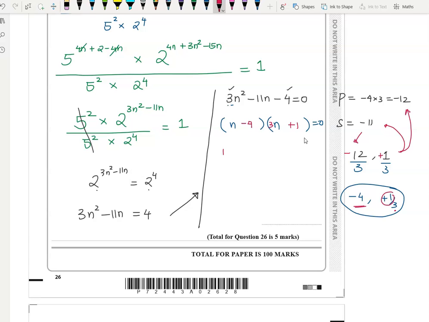Take each factor equal to 0. n minus 4 equal to 0, so n is 4, and 3n plus 1 is 0. So when you shift, plus 1 will become negative 1, and times 3 will become divided by 3. So your final answer, the values of n are 4 or negative 1 over 3.